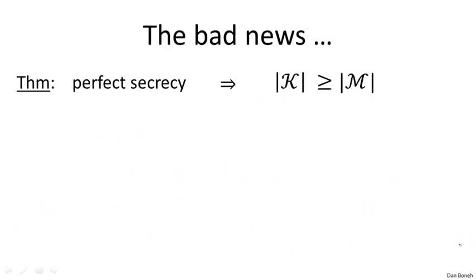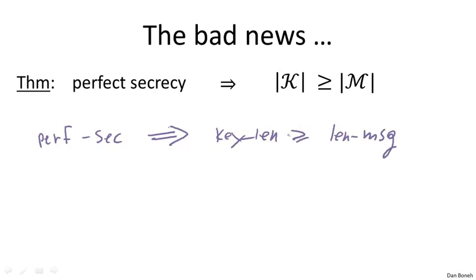Well, the bad news is that Shannon, after proving that the one-time pad has perfect secrecy, proved another theorem that says that if a cipher has perfect secrecy, the number of keys in the cipher must be at least the number of messages that the cipher can handle. In particular, what this means is that if I have perfect secrecy, then necessarily the length of my key must be greater than or equal to the length of the message. So in fact, since the one-time pad satisfies this with equality, the one-time pad is an optimal cipher that has perfect secrecy.